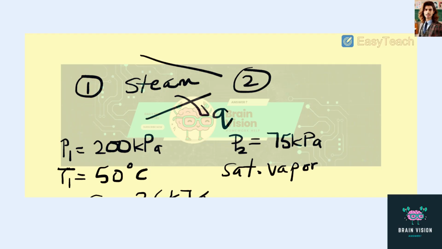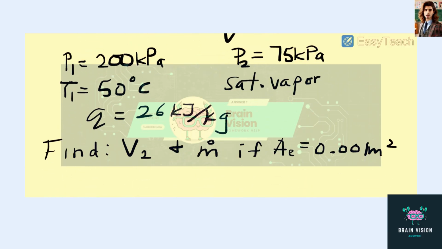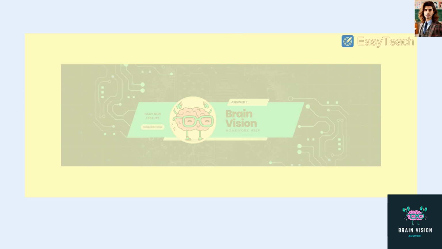Hi everyone, so what we have here is a nozzle in which steam is flowing through. The steam enters the nozzle at a pressure of 200 kPa and a temperature of 150 degrees C, and leaves the nozzle at a pressure of 75 kPa as a saturated vapor. We do know that the steam loses heat at an amount of 26 kilojoules per kilogram, and what we're asked to find is the exit velocity and the mass flow rate if we know the exit area to be 0.001 meters squared.